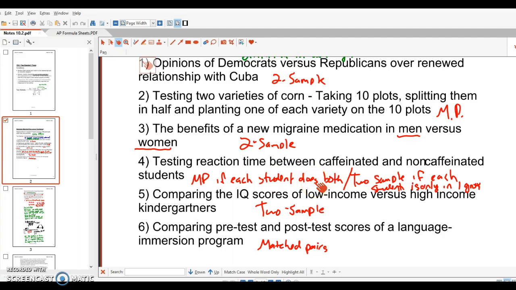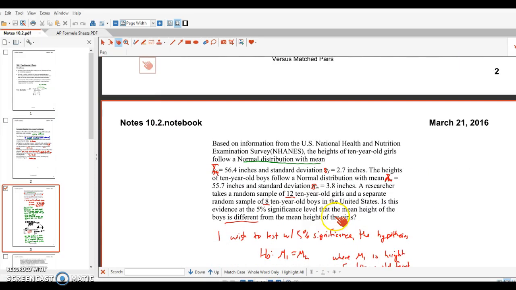However, if I had a large group of students and I just assigned each student to one treatment group, then you consider two treatment groups, it would be two samples. The difference in the populations would really just be that they had been allocated to two different treatment groups. That is considered two different populations. IQ scores of low versus high income kindergartners would be two sample, and then pre-test and post-test scores of a language immersion program would be matched pairs.